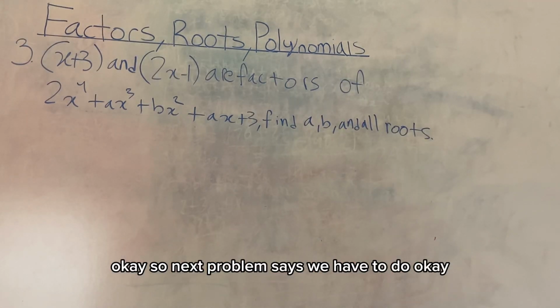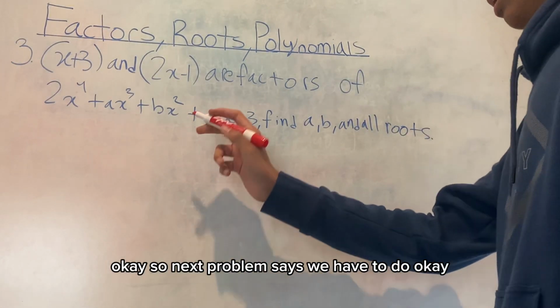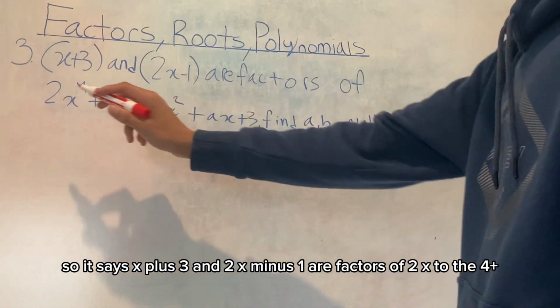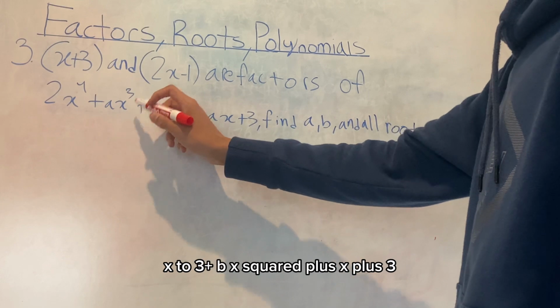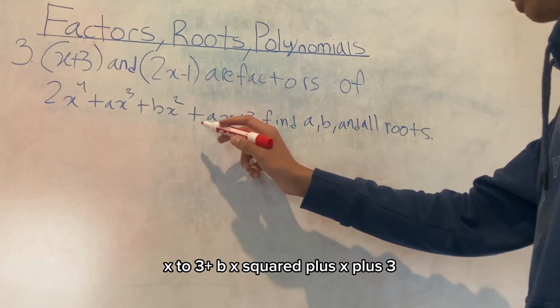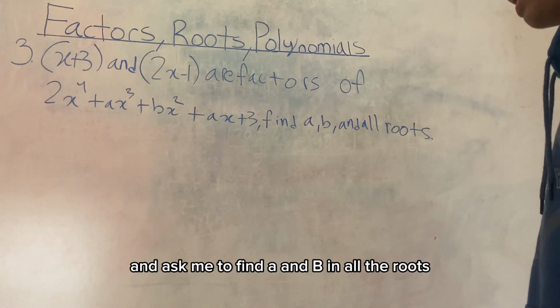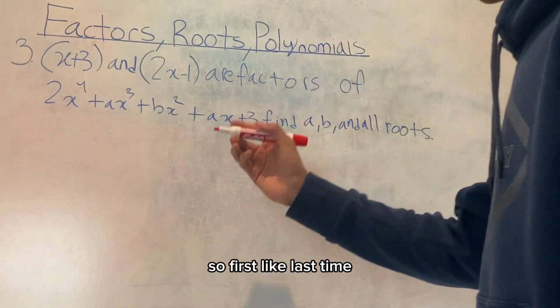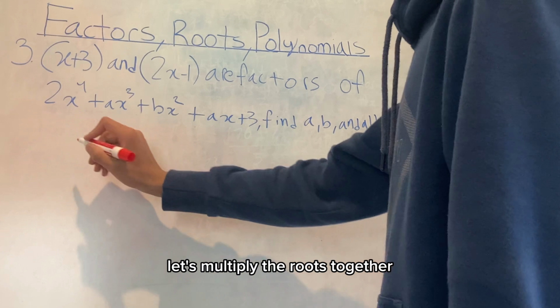Okay, so the next problem says x plus 3 and 2x minus 1 are factors of 2x to the 4 plus ax to the 3 plus bx squared plus ax plus 3. They're asking me to find a and b and all the roots. So first, like last time, let's multiply the factors together.